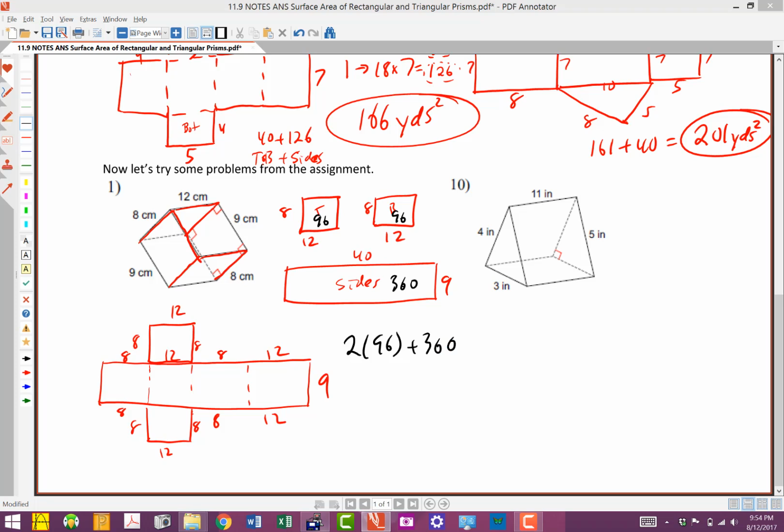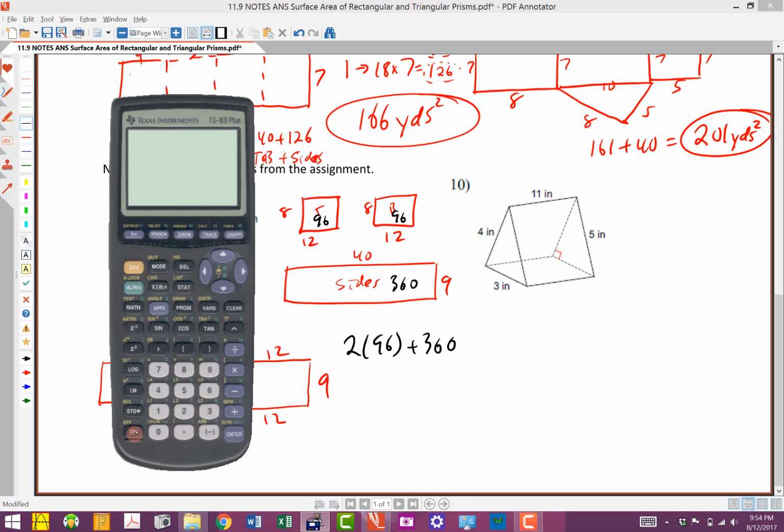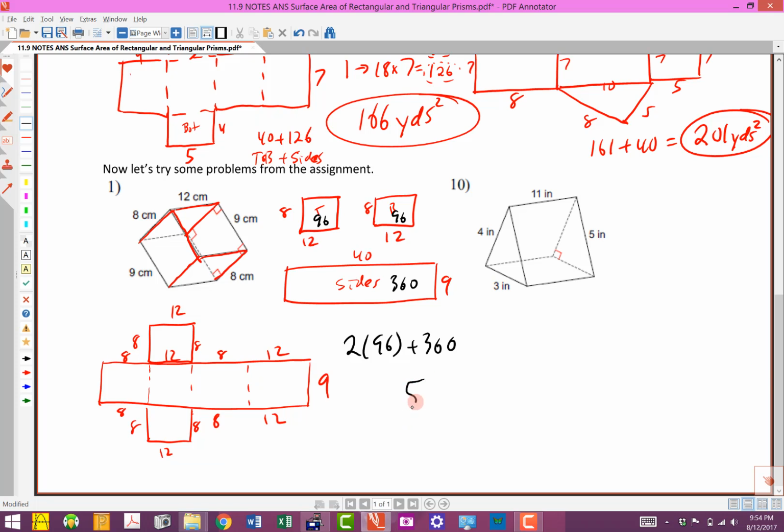So let's see what we get here. If we do 2 times 96 plus 360, we end up with 552. So 552, and again this is area, so this is going to be centimeters squared. Okay, now I do want to mention this. Some people will go through here and they'll look at this and say, I have a really hard time drawing these nets, so that's a real struggle for me.